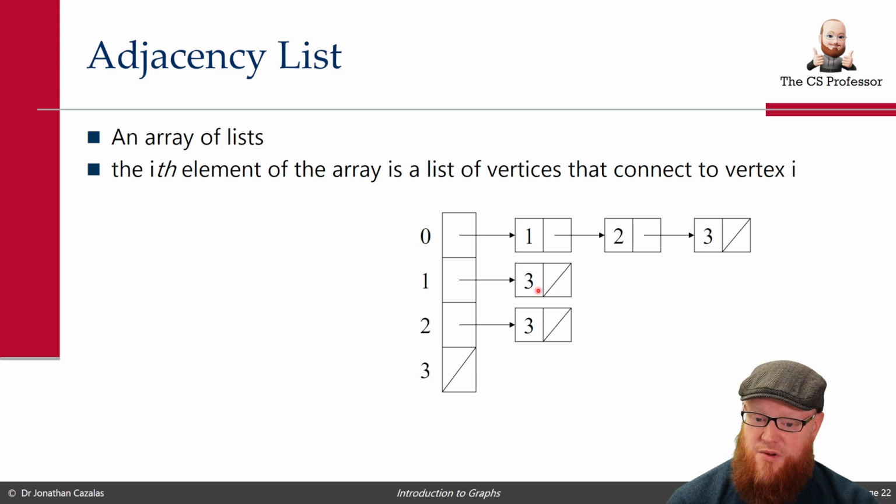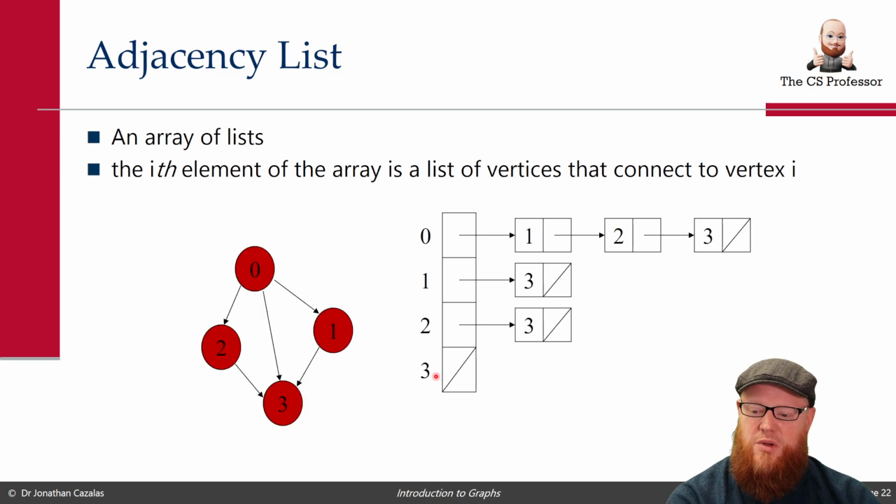Vertex 1 connects to vertex 3. Vertex 2 connects to vertex 3. And vertex 3 does not connect to anything. This is a directed graph as well. So here is that graph. So 0 connects to 1, 2, and 3, as we see.